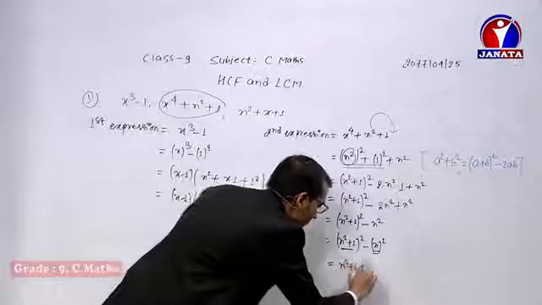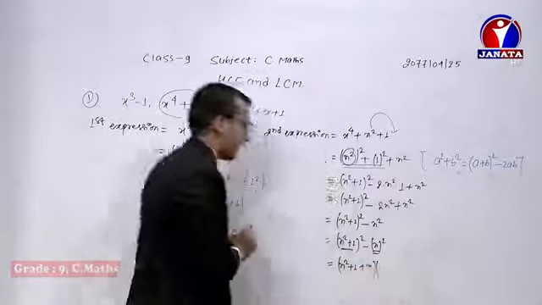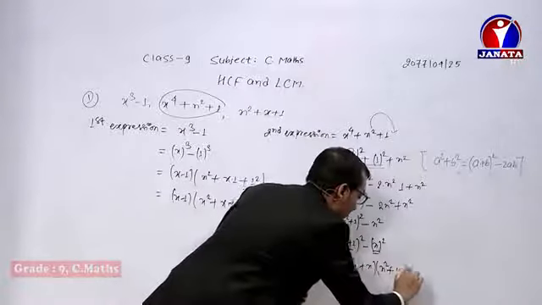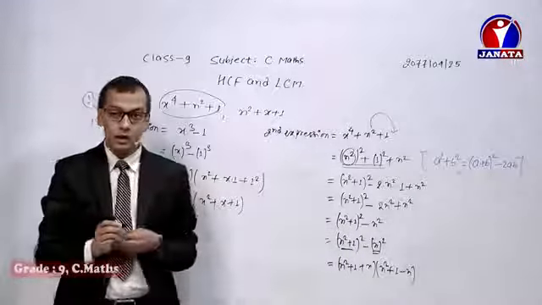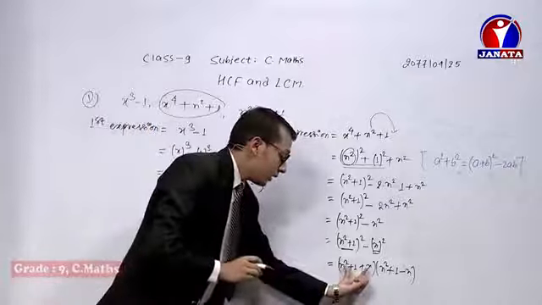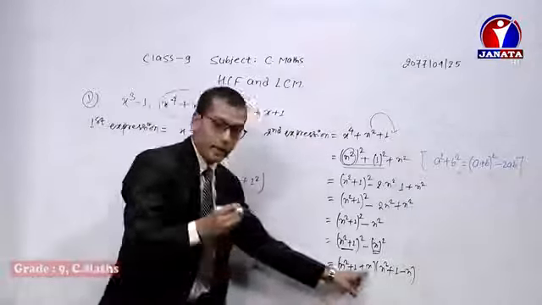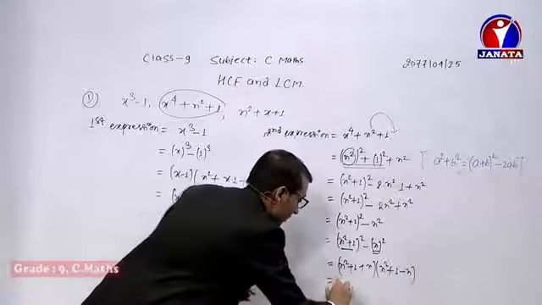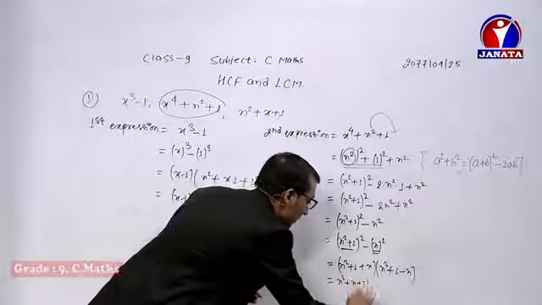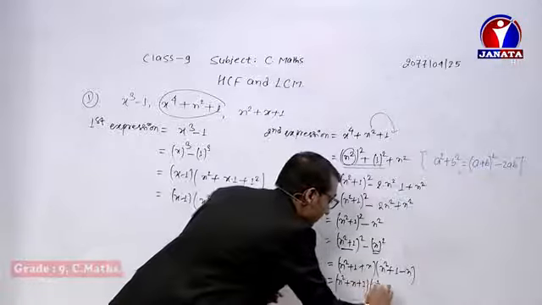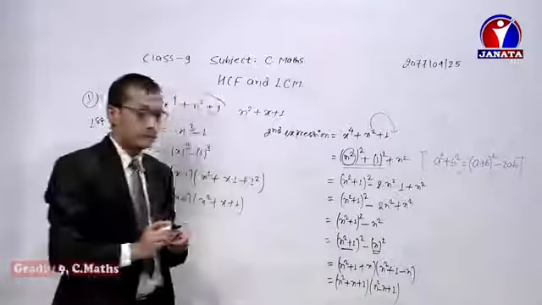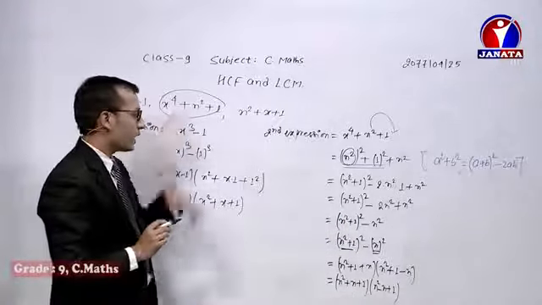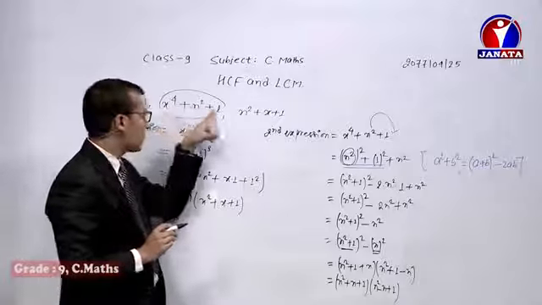So x² + 1 + x, this is a plus b factor, and next is x² + 1 − x, this is a minus b factor. So we can arrange the terms here. Let's write x², then x plus 1 in the last step of this factorization: (x² + x + 1)(x² − x + 1). So these are the two factors of second expression, x⁴ + x² + 1.